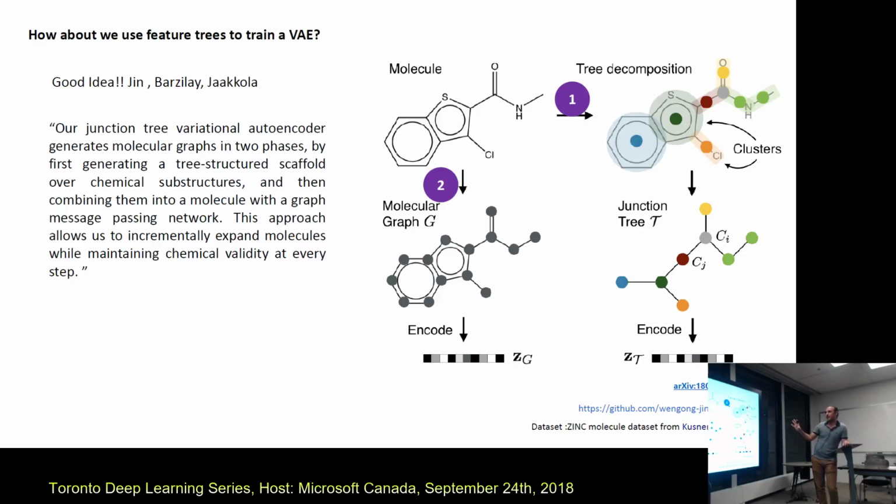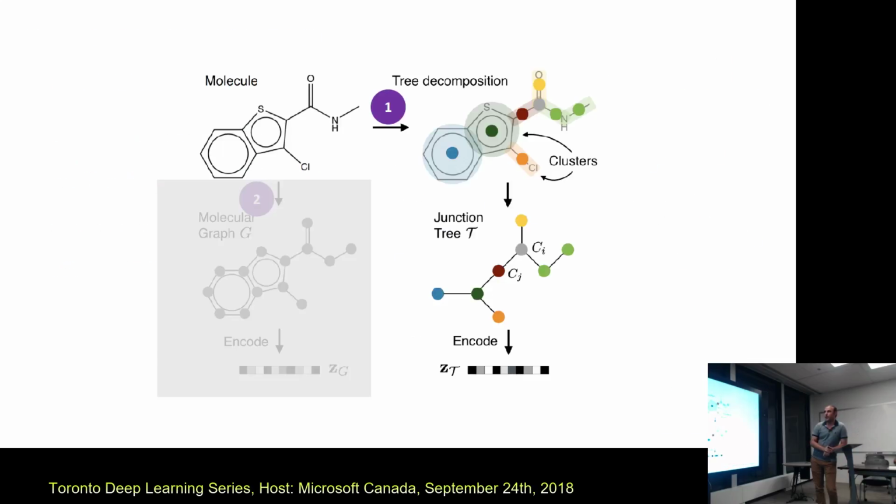So their design and architecture is what I have here. Their code is available online, and they use a data set called ZINC. Their design is based on using two encoders and two decoders. The first encoder encodes the junction tree, or the tree structure, and the second one creates the molecular graph. Now, I will split this into two pieces.